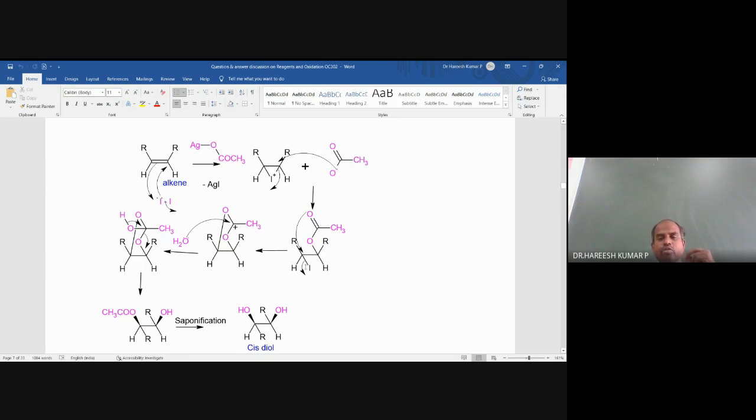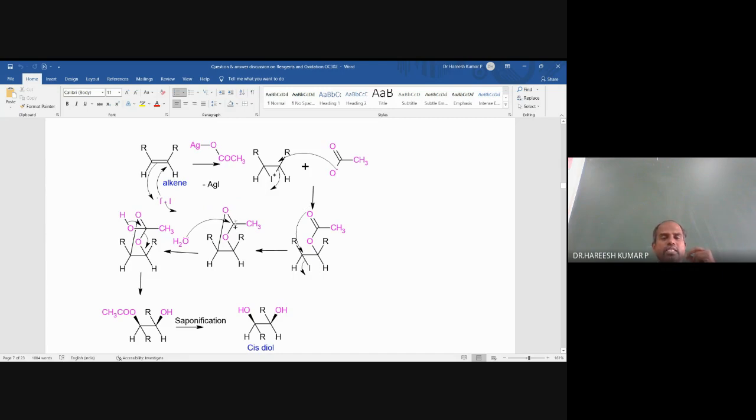At this moment, we know that iodine is also a better leaving group. How will it go? The lone pair present on this oxygen can form a bond here and iodine will go out. At this moment, since there is an involvement of a lone pair, this bond pair is converting into a lone pair, forming a positive charge on this carbon.